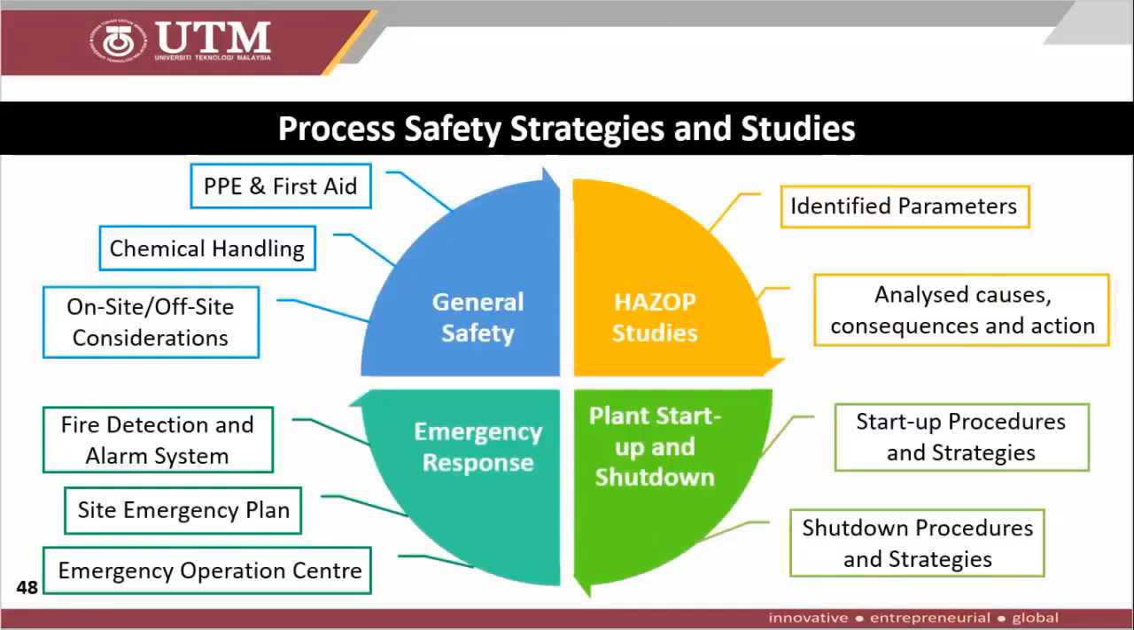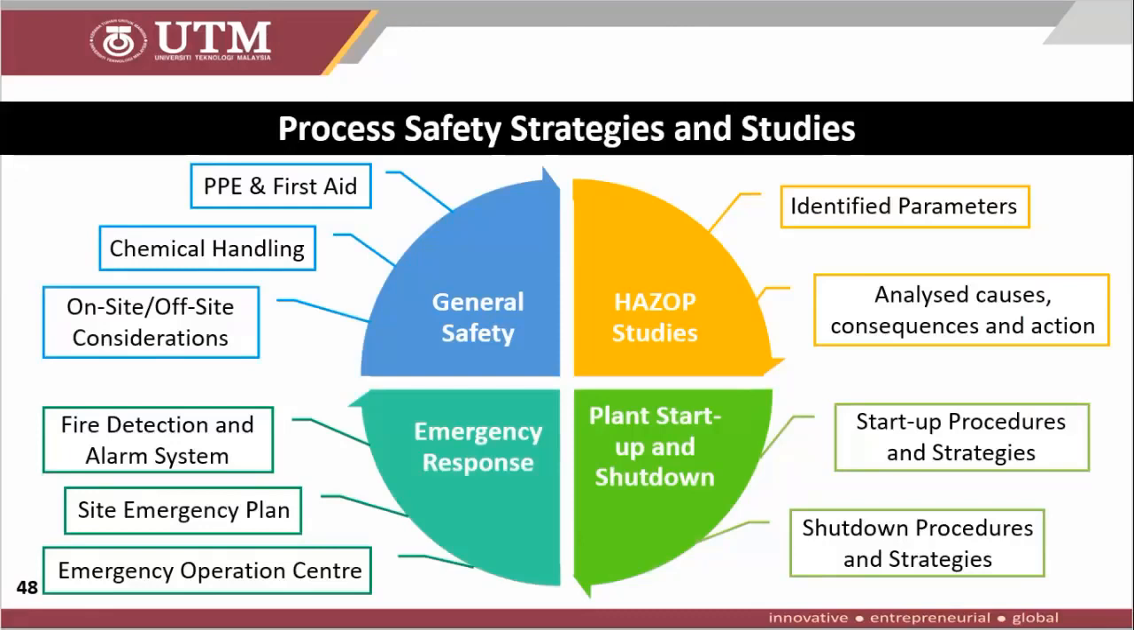consideration. Before entering the plant, all the workers need to equip themselves with personal protective equipment in order to protect themselves against particular hazards of the working environment. First aid also plays an important role in providing emergency treatment to those who are injured before the arrival of professional medical assistance. In order to minimize the risk of accidents, all the workers should strictly obey the regulations when it comes to chemical handling. On-site and off-site consideration are also important to minimize the possibility of public harm during any fire and explosion event, and also to protect the workers.